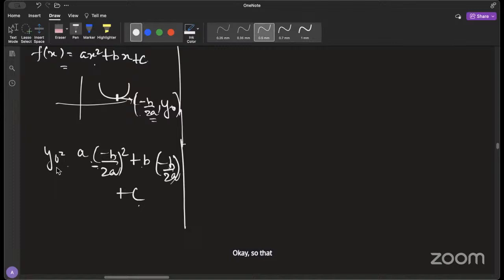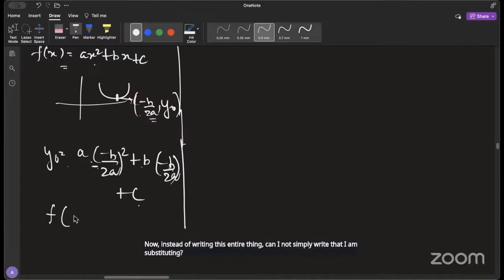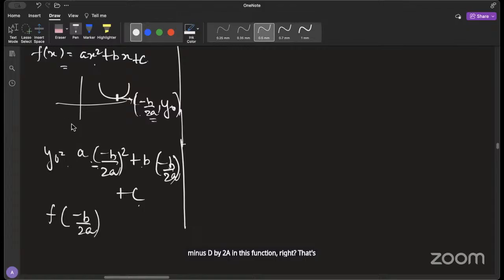That means this is the required point. Now, instead of writing this entire thing, can I not simply write that I am substituting minus b by 2a in this function, right? That's what I'm doing. Yes. That's why we've written this to be equal to f of minus b by 2a, instead of writing this entire thing, which is too long, right?